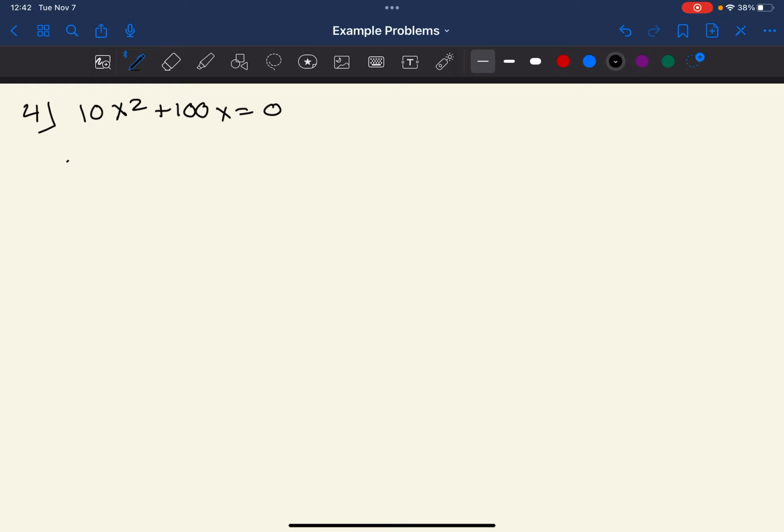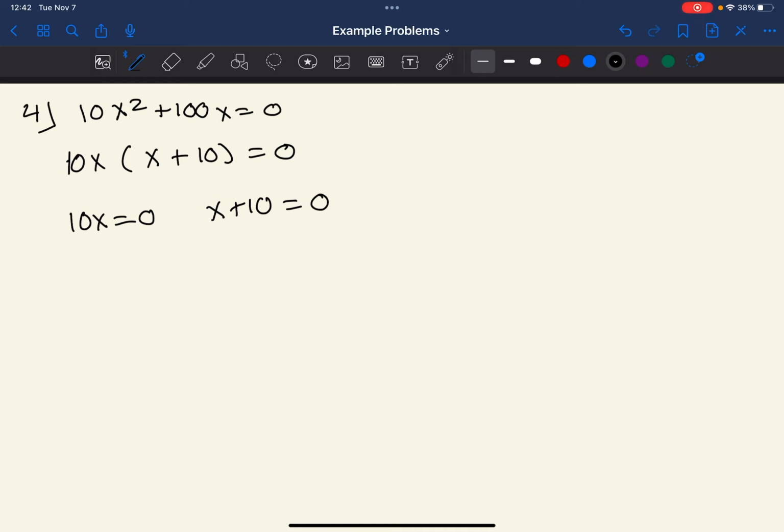The GCF I can take out is a 10x, and I would be left with x plus 10 equals 0. Notice that I already have my two factors. I have my 10x and I have my x plus 10. Neither of those can be simplified further. So I'm going to set each of these separately equal to 0. So 10x equals 0, x plus 10 equals 0.